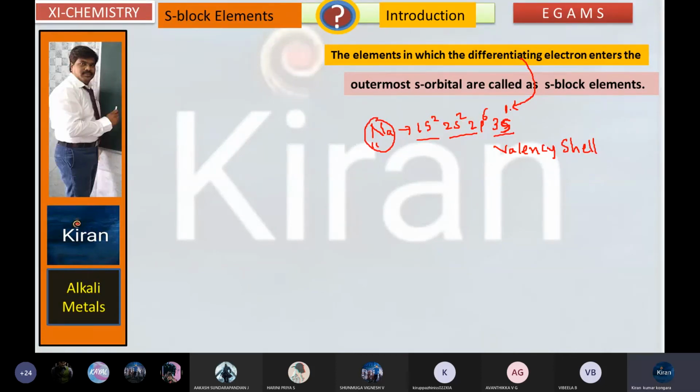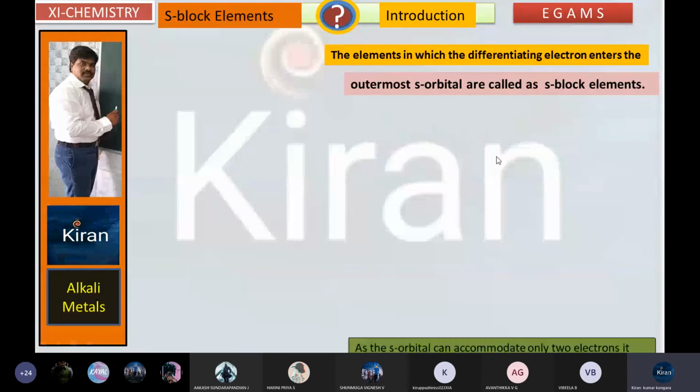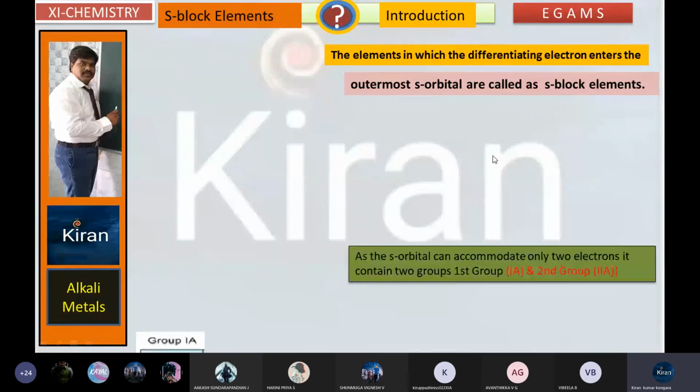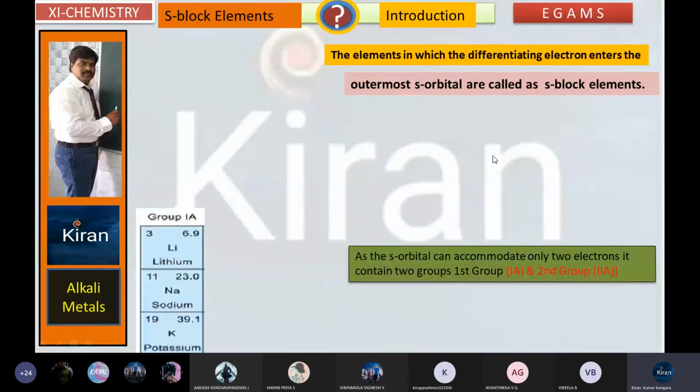Based upon the differentiating electron, all the elements are classified into 4 blocks. When the last electron is present in the s orbital, those are called s block. When the differentiating electron enters the p orbital, p block. When the differentiating electron is present in the f orbital, those are called f block. So now we'll see what elements belong to the s block.